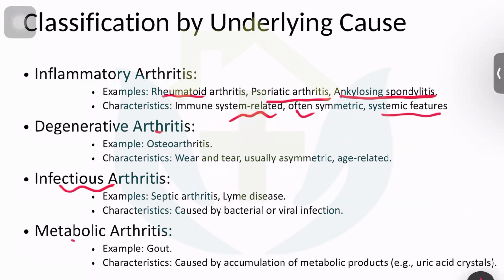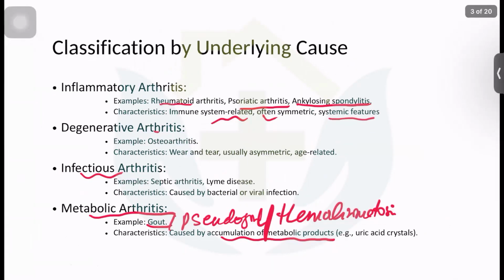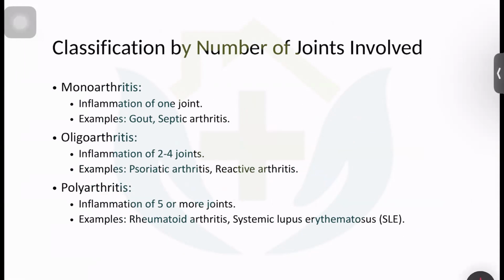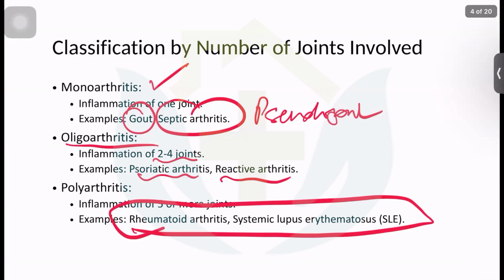Metabolic arthritis, for example gout, caused by accumulation of metabolic products: gout and pseudogout. Metabolic arthritis, hemochromatosis. Number of joints involved: monoarthritis, usually gout and septic arthritis, pseudogout. Oligoarthritis, two to four joints, psoriatic, reactive. Polyarthritis, all the big names, rheumatoid arthritis, SLE.